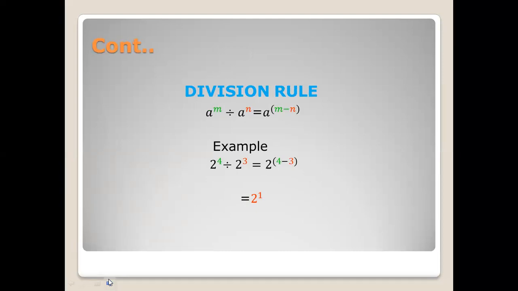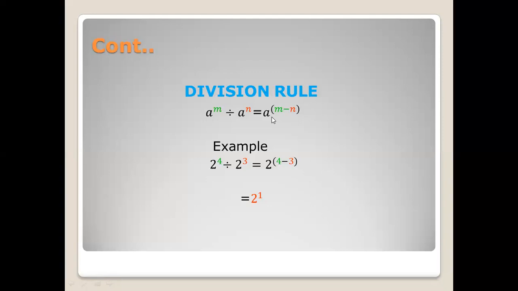The division rule: having two common bases, A, one has a power of m, and you divide it by the other one having a power of n. It is equal to the base A raised to the first index m minus the n.